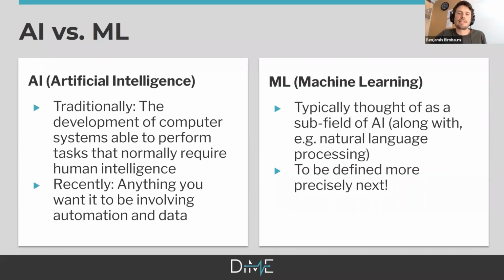Typically, machine learning is thought of as a subfield of AI, along with things like natural language processing. But to define it more precisely, I'll hand it over to Luca.